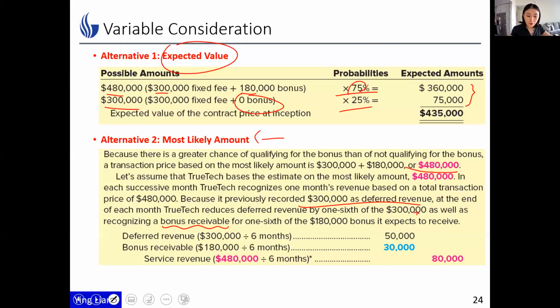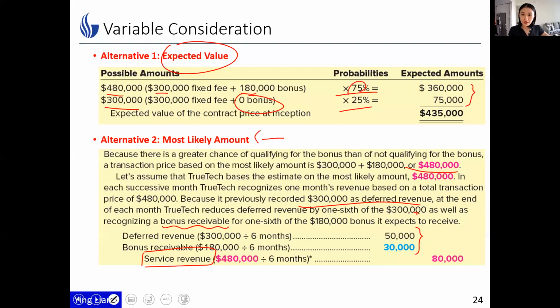So the calculation for each month: deferred revenue, I take out 300 divided by 6, which is $50,000. Bonus receivable, 180 total divided by 6, which is $30,000. So I'm going to recognize revenue, credit service revenue each month, of the total 480 divided by 6, which is 80. That sums it up, right? 50 plus 30 is 80. And this is what we do every month.